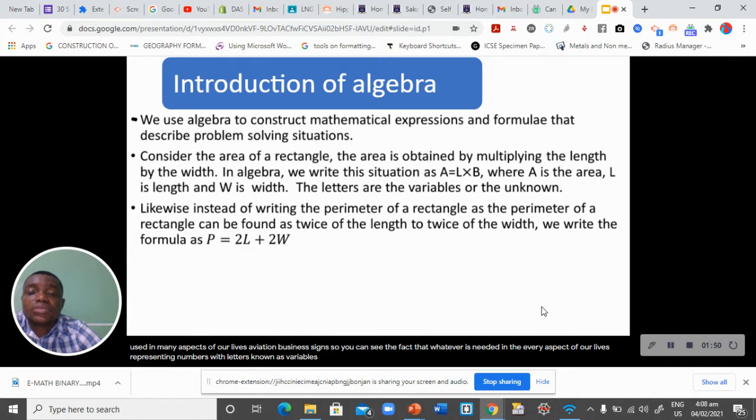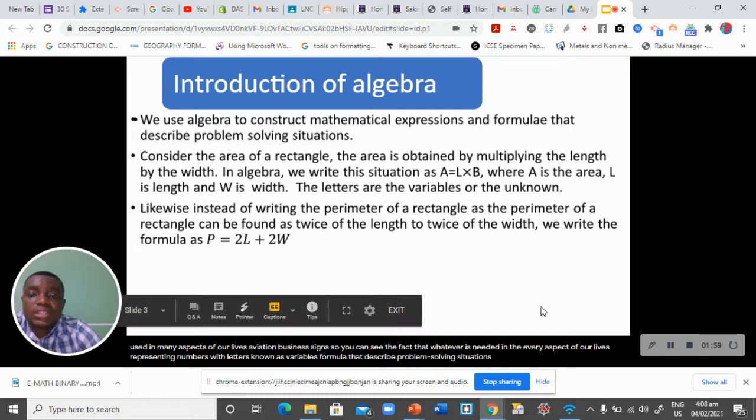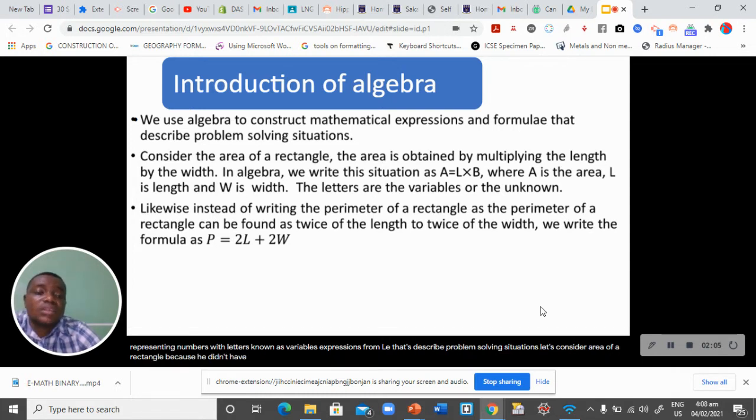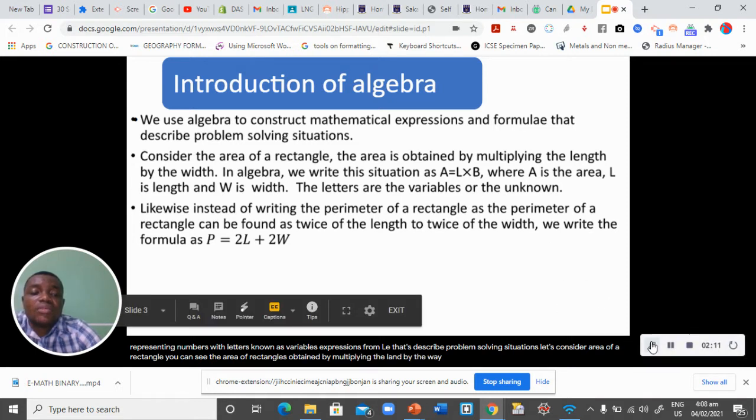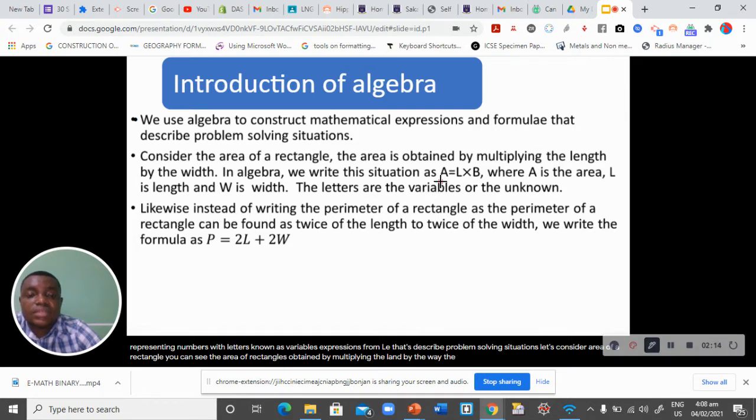We use algebra to construct mathematical expressions, formula that describe problem solving situations. Let's consider area of a rectangle. The area of a rectangle is obtained by multiplying the length by the width. In algebra, we write that the area A is equal to length times breadth, where A is the area, L is the length, and W is the width. The letters are known as variables or unknown. So instead of writing the expression in English, we use algebra.